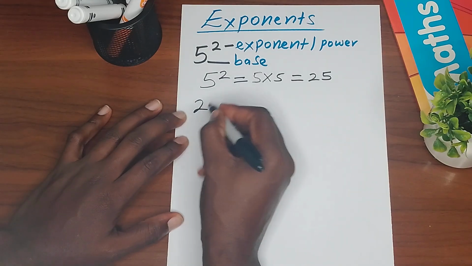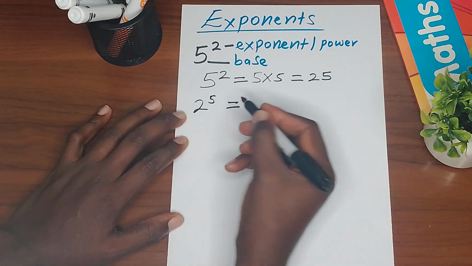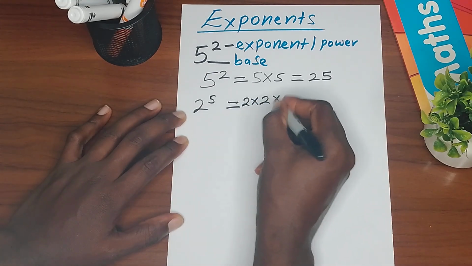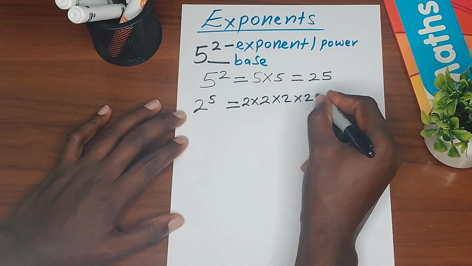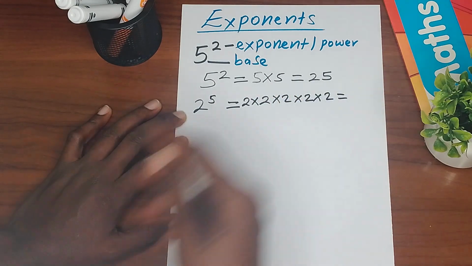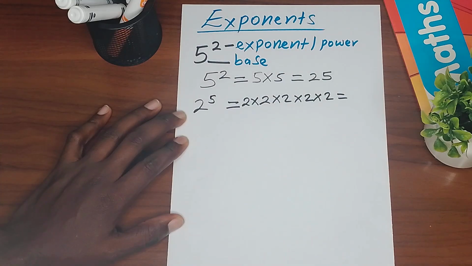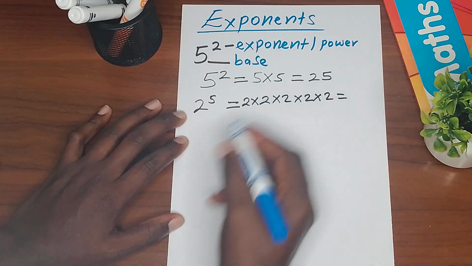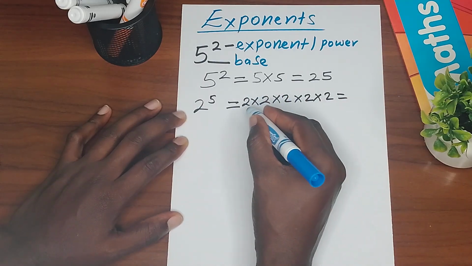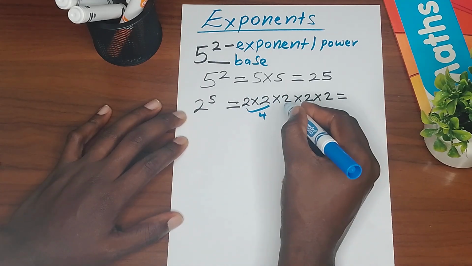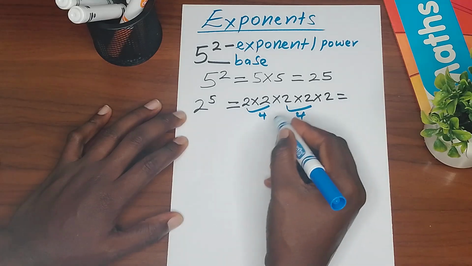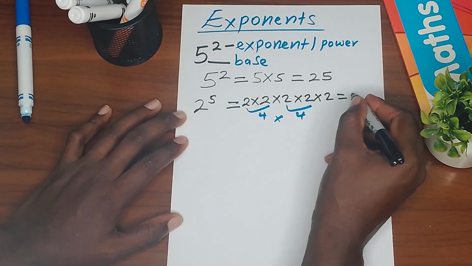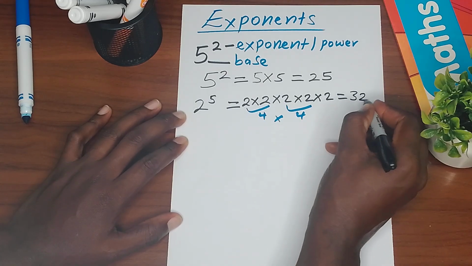We have 2 power 5. This is not 2 times 5, but it is 2 times 2 times 2 times 2 times 2, 5 times. So this one is going to give us which answer? This is 1, 2, 3, 4, 5. There are 5 2's. So this is 4 times 4 times 2. That is 16 times 2, which means that our final answer is going to be 32.